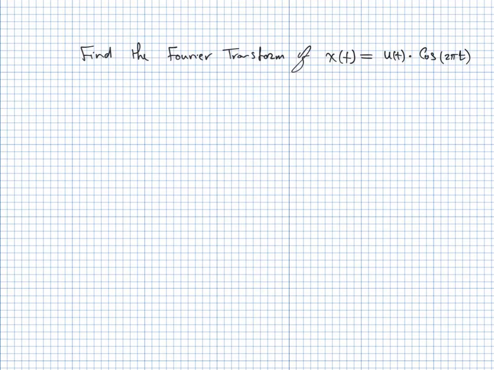We use the properties. The multiplication is the... Okay. First of all, does this have a Fourier transform or not? Yes. Why? Because u of t has a Fourier transform, and the cosine t has. So yeah, because this is kind of critical.